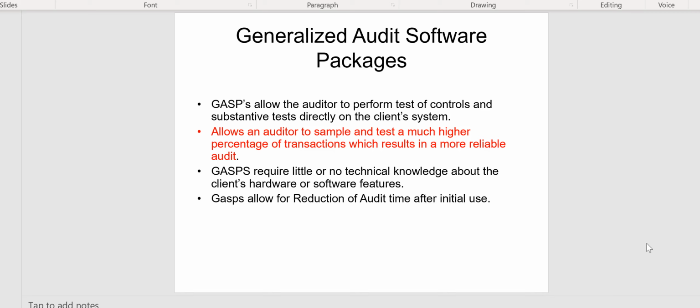GASP's, Generalized Audit Software packages, require little or no technical knowledge by the auditor about the client's hardware or software features, and that's often in the question on Generalized Audit Software. The fact that it doesn't require the auditor to be an expert with regard to the hardware and the software, because the auditor is going to show up with Generalized Audit Software of his own and be able to just extract data right from the client's system. So these generalized packages, they do allow for reduction of audit time after initial use.